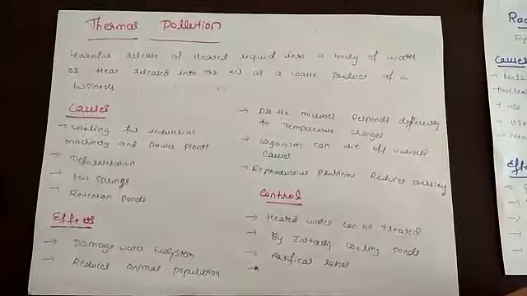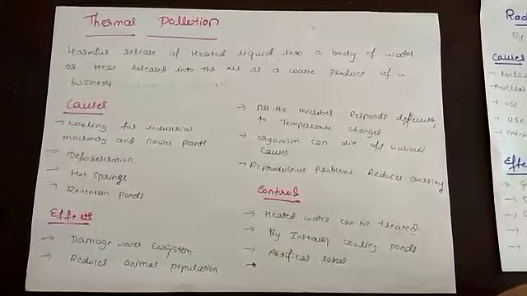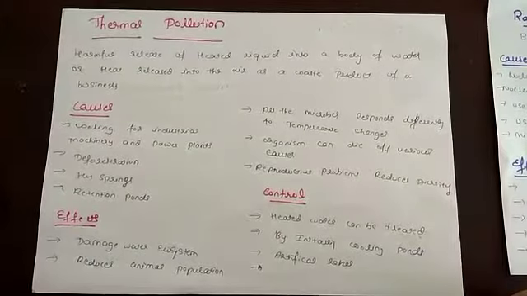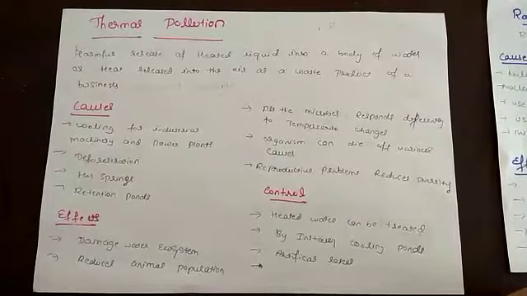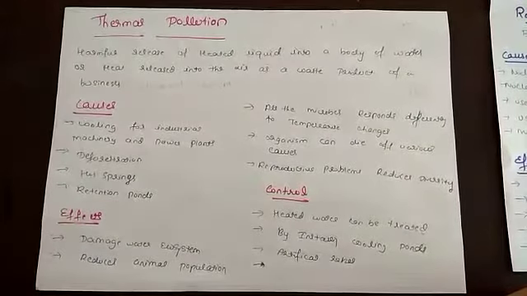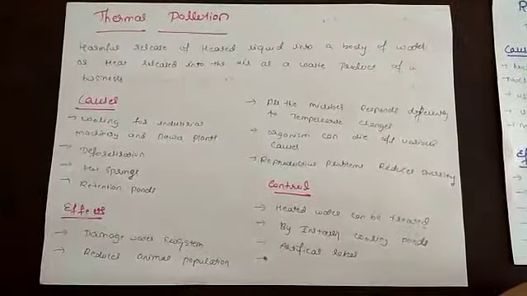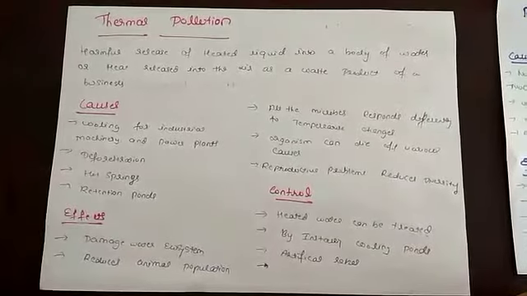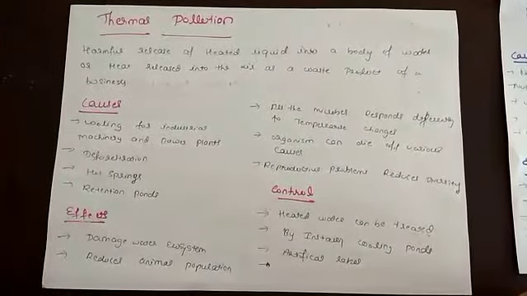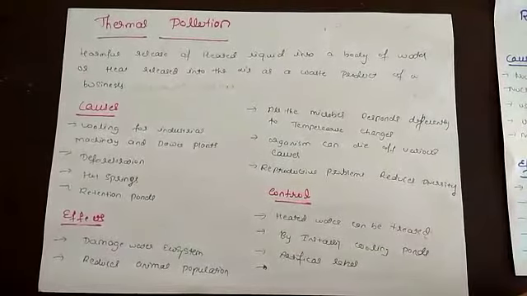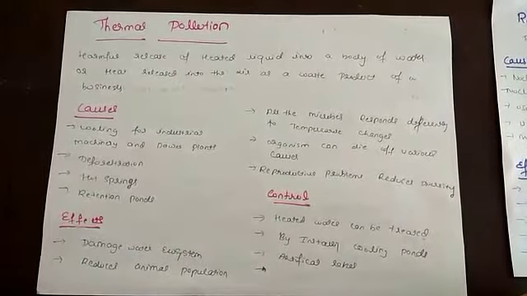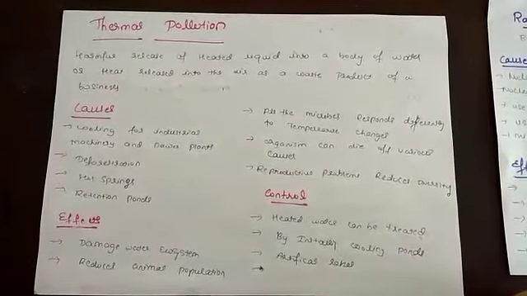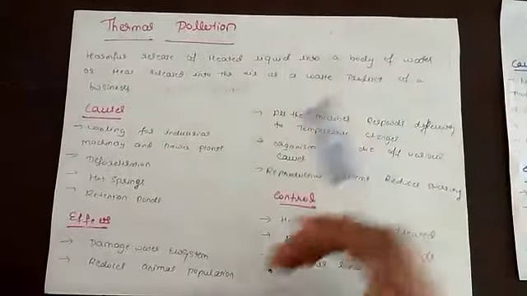How will you control this? The control takes place by treating the heated water. First, after the industries release the heated water, it should be treated properly. It should be cooled and then sent to the lakes, seas or ponds, the water ecosystem. Then by installing cooling ponds and creating artificial lakes, the water gets cooled and can then be passed on further.